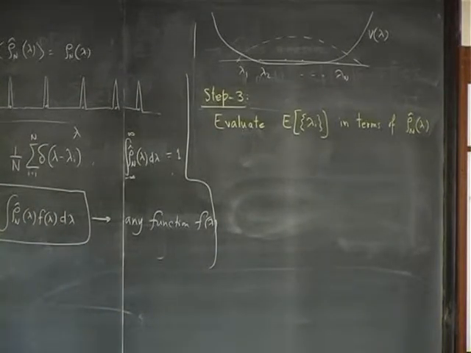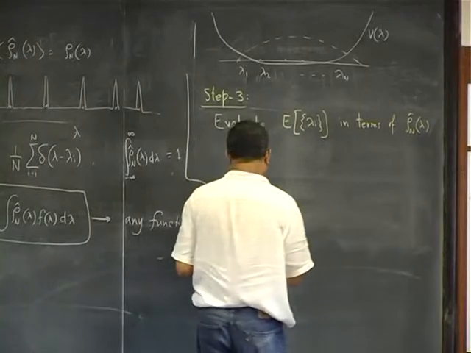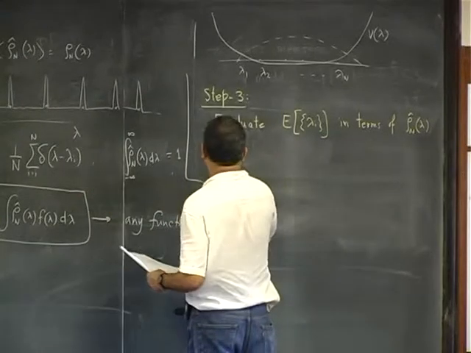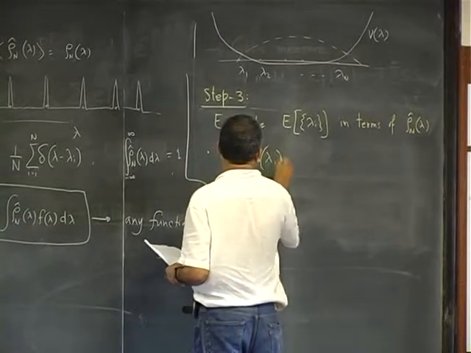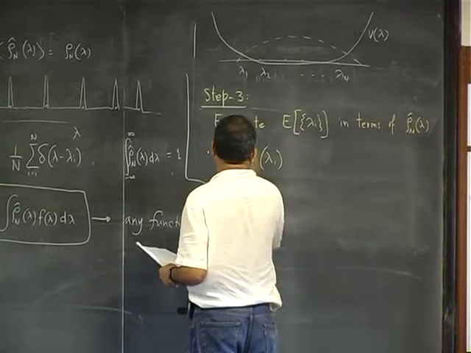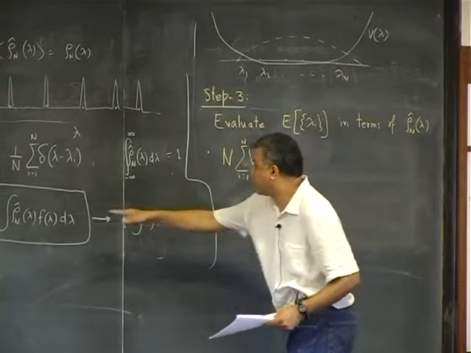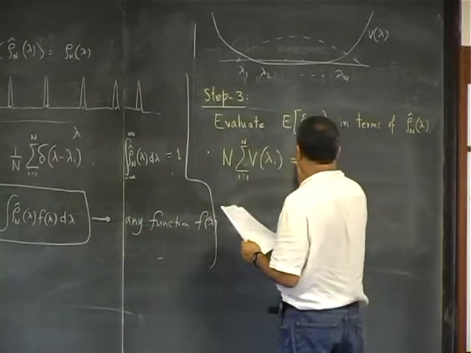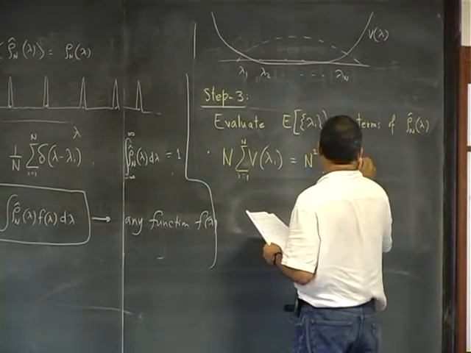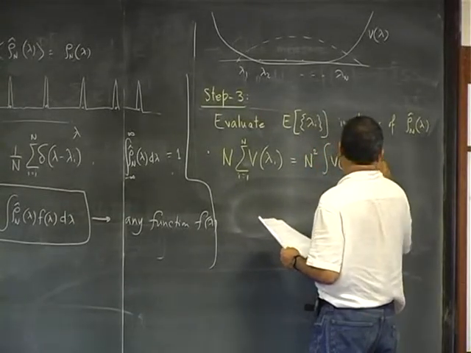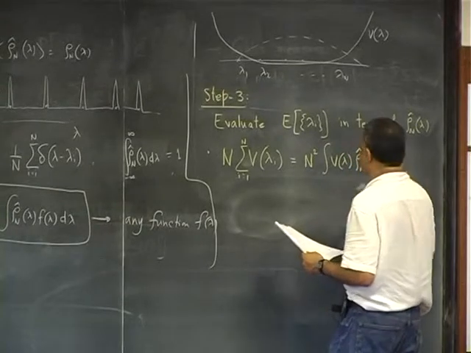So I just take this guy and I just use this identity here. This is true for any function f of lambda i. So for instance, the first term there, I can use this identity here to write this as n square v lambda rho n hat lambda d lambda.